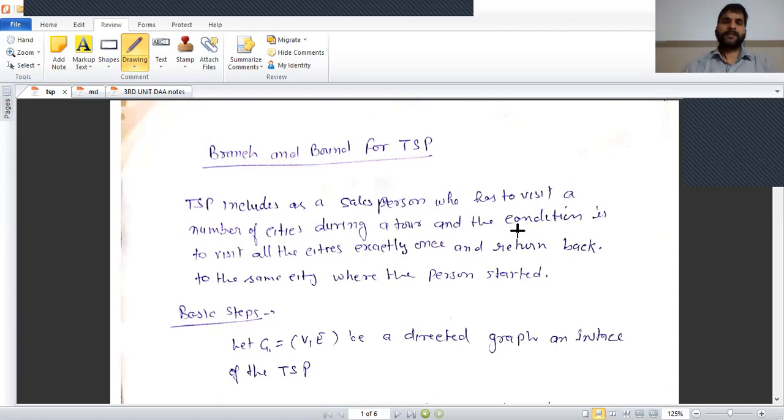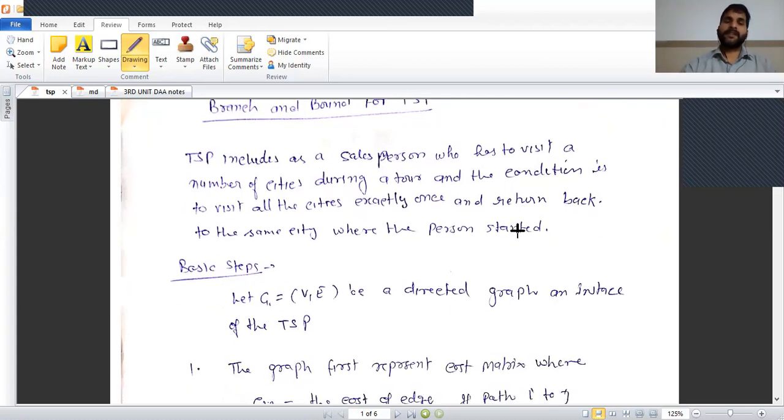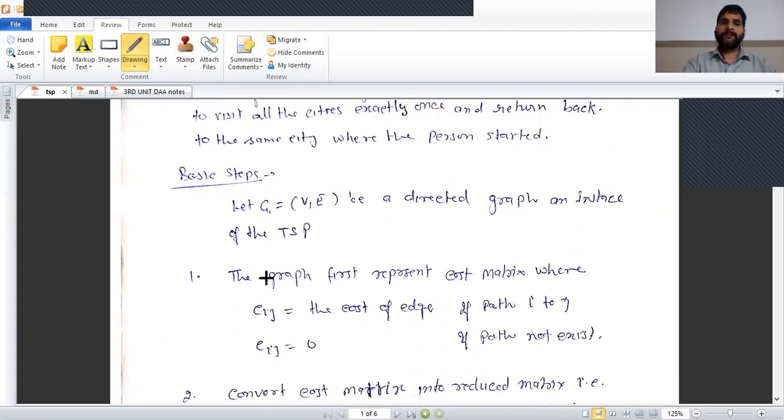So, the basic steps of this algorithm for the traveling salesman problem. The first step: suppose a graph is given, G equal to (V, E), where G is a set of vertices and a set of edges, a directed graph, as an instance of the traveling salesman problem. The following steps are used for solving the traveling salesman problem.